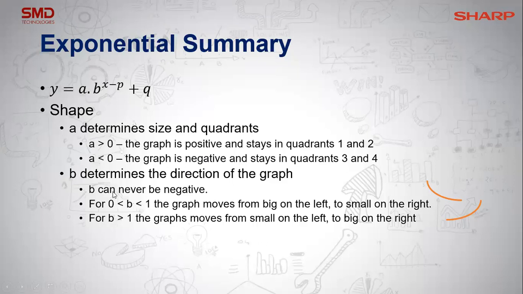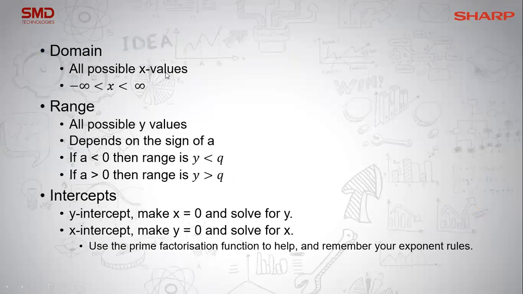Okay, and then of course, when your b is between zero and one, in other words, it's a fraction, then it goes from this side big to little. And when it is bigger than one, it grows from small to big. Okay, and then of course, your domain and range and your x-intercept. And remember that you do have the prime factorization button. And let me just show you quickly how that works.